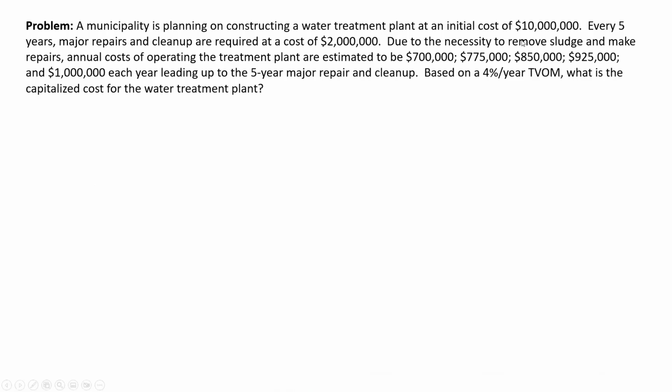Due to the necessity to remove sludge and make repairs, annual costs of operating the treatment plant are estimated to be $700,000, $775,000, $850,000, $925,000, and $1 million each year leading up to the 5-year major repair and cleanup. Based on a 4% per year time value of money or minimum attractive rate of return, whichever you want to call it, what is the capitalized cost for the water treatment plant?